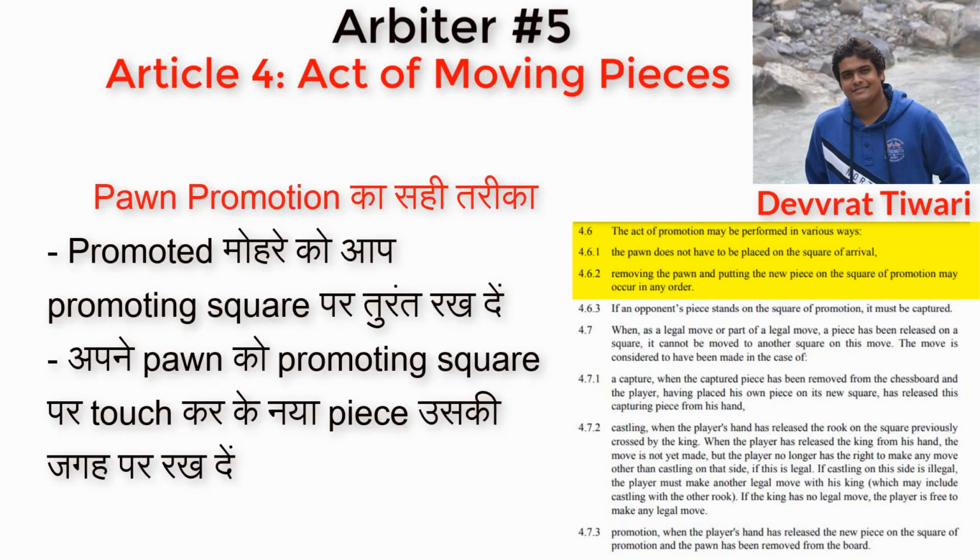We can do it in either of two ways. The first is that you don't have to touch the pawn on the 8th rank, and you can simply put a new piece on the 8th rank, that is the promoting square, and that's all. Or you can simply touch your pawn on the 8th rank, keep the pawn off the board, and bring a new piece to the promoting square, and that's all.